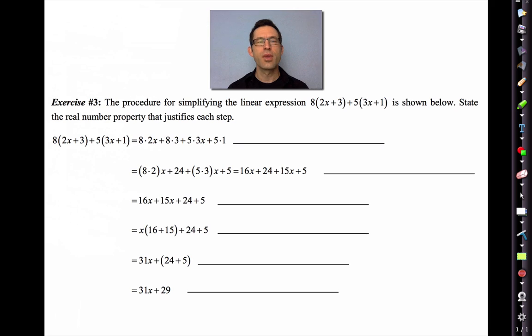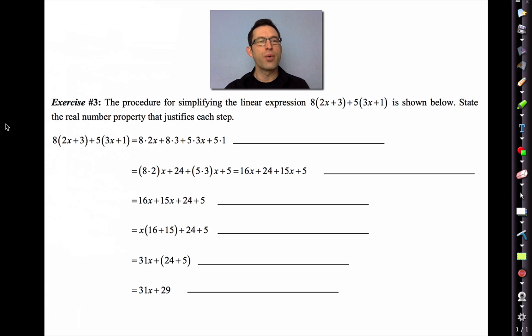Exercise number 3. The procedure for simplifying the linear expression 8 times (2x plus 3) plus 5 times (3x plus 1) is shown below. State the real number property that justifies each step. Well, you've got your three properties. You've got your commutative, your associative, and your distributive. Why don't you pause the video right now, take a look at each little manipulation and ask yourself, what did we do that justifies each step in this manipulation? All right, let's go through them.